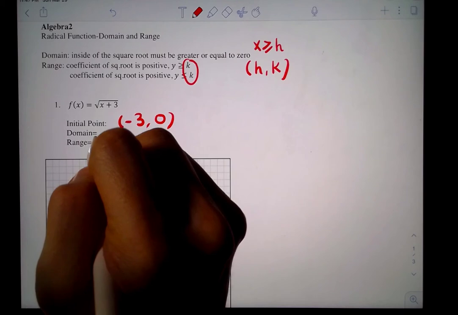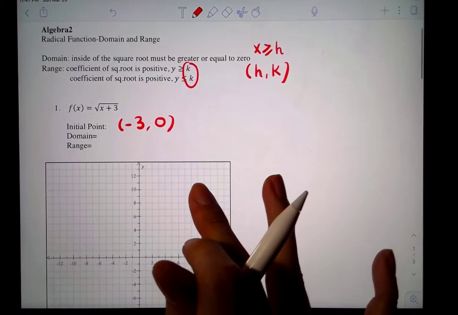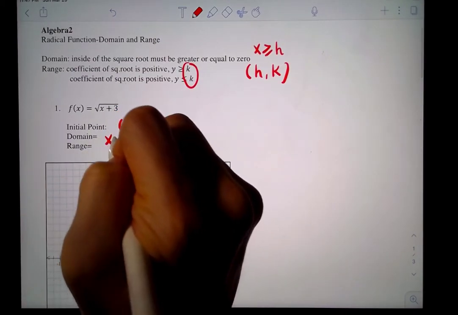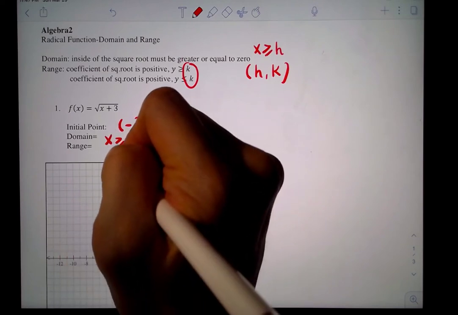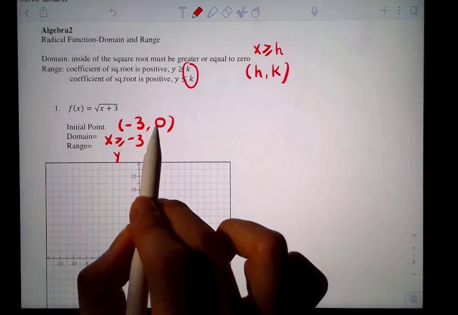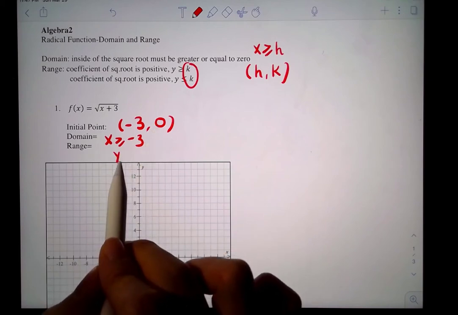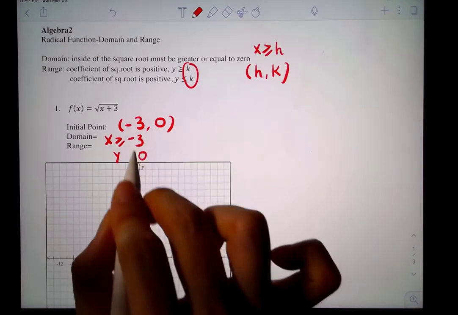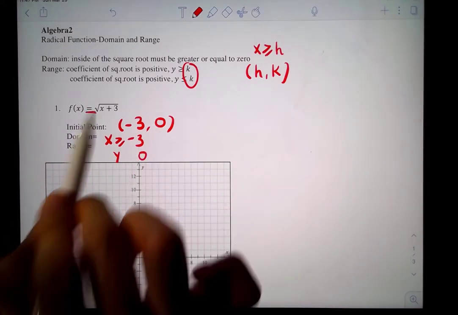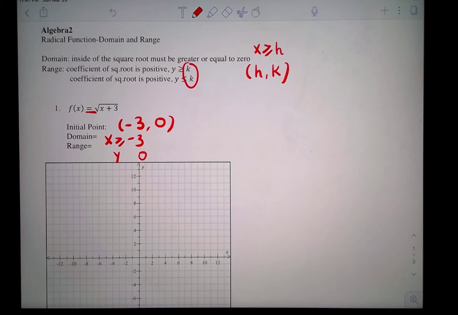Then your domain is what? Greater than or equal to your x value. Domain is about your possible x values, right? And your range. Think about it, guys. You need to put greater than or equal to or less than or equal to 0, right? You get your range from this point. But think about it. This one, positive or negative? Positive. Then greater than or equal to. Okay, so that's your range.